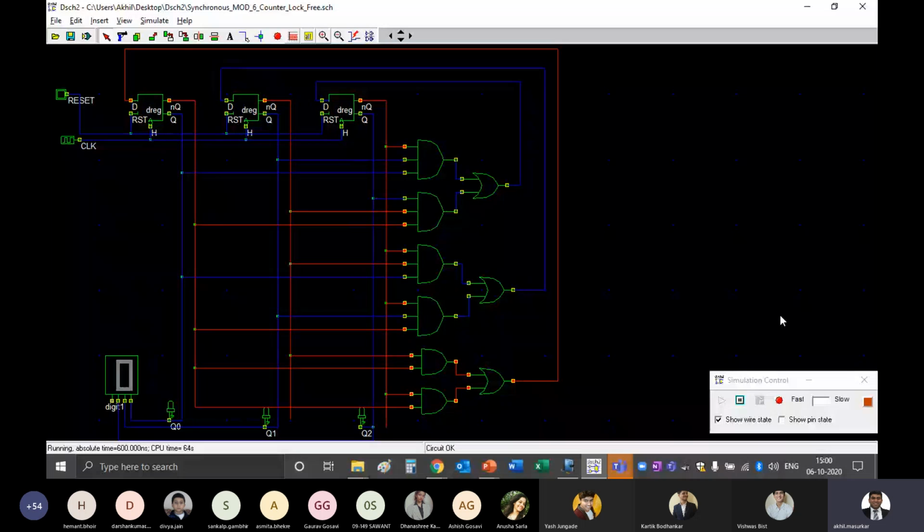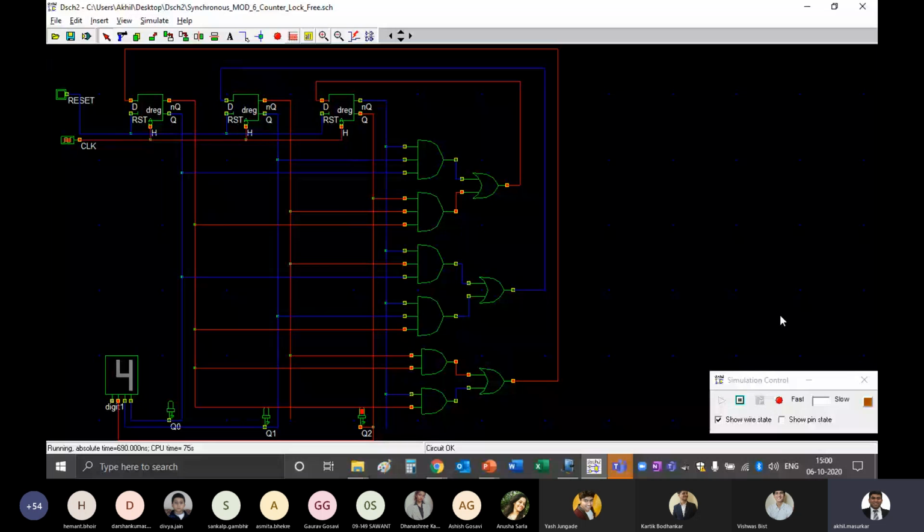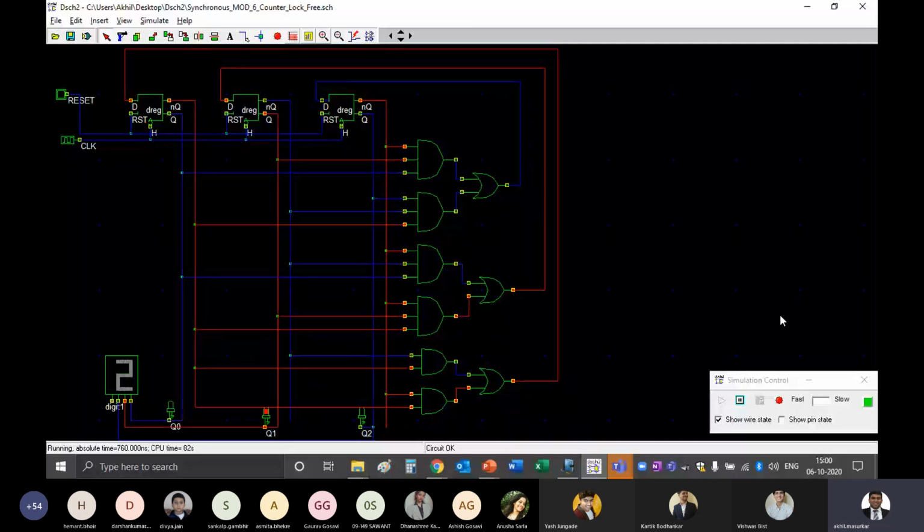Now, why count up only? That is the question. Why not count in reverse, 7, 6, 5? Or I want to count both up and down. So the next one I think is going to be an up down counter using some mode control.